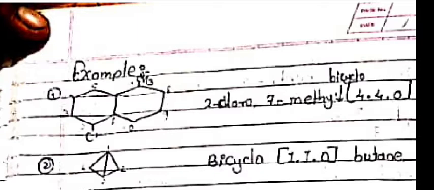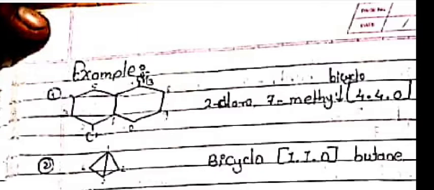In the first ring there are 1 2 3 4, in the second ring there are 1 2 3 4, and the third bridge means between bridgehead carbons. In the bridgehead carbons there is only one bond, no carbon atoms in between. If there is a carbon atom, then we write 1. There is no carbon atom between the bridgehead carbons, so we write 0. So 4 4 0 is how the numbers are given in the square bracket.